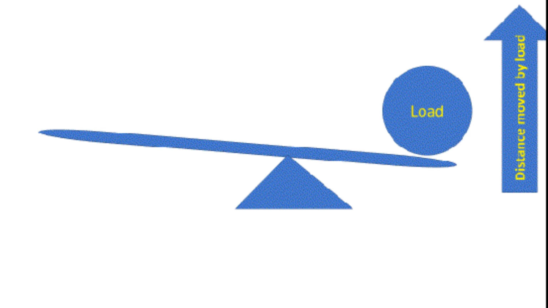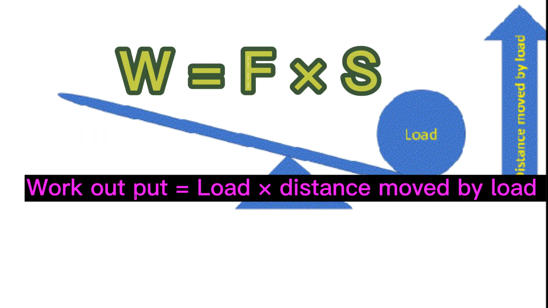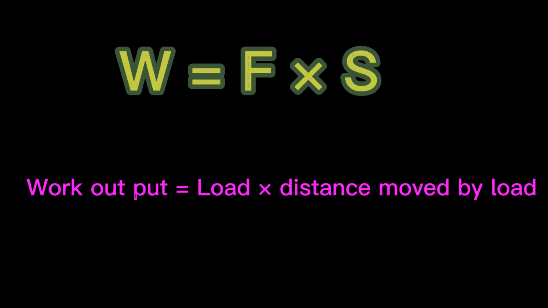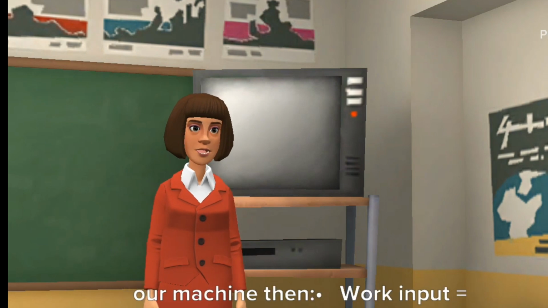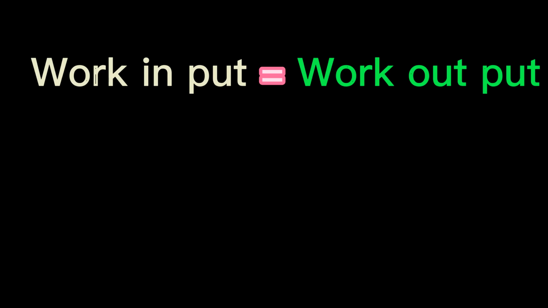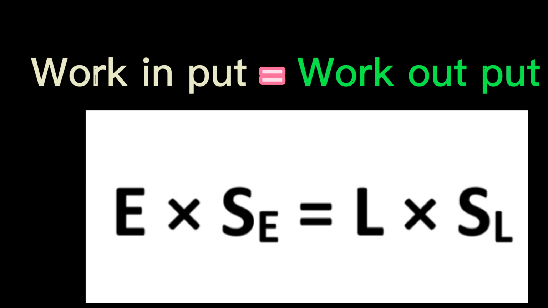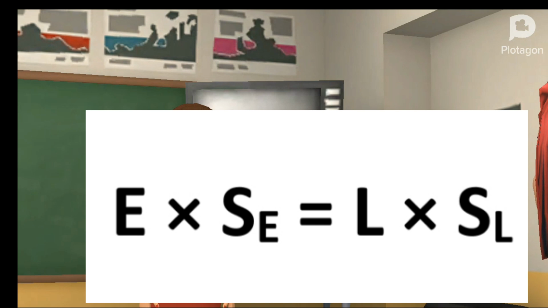This may be used to move a force, referred to as a load, through a distance. In equation terms, W equals Fs, work output equals load times distance moved by load. If there were no energy losses inside our machine, then work input equals work output, effort times distance moved by effort equals load times distance moved by load.